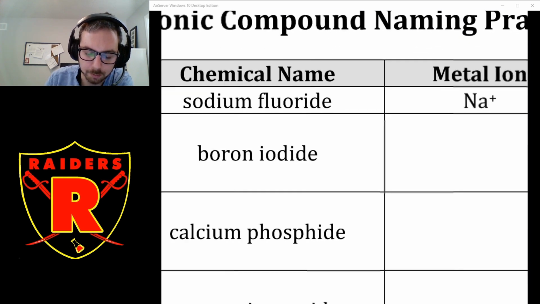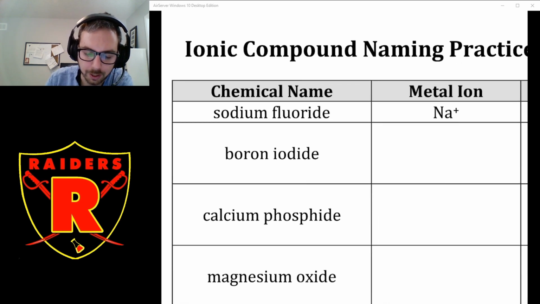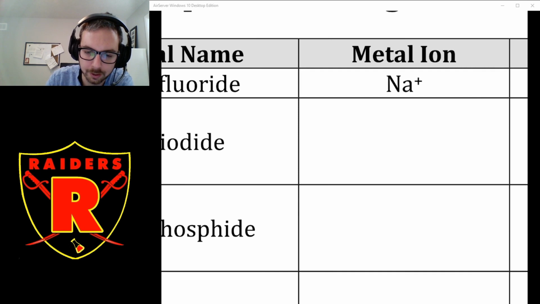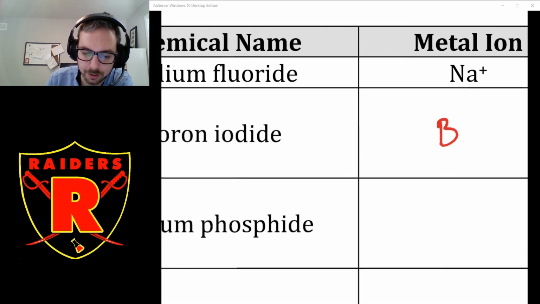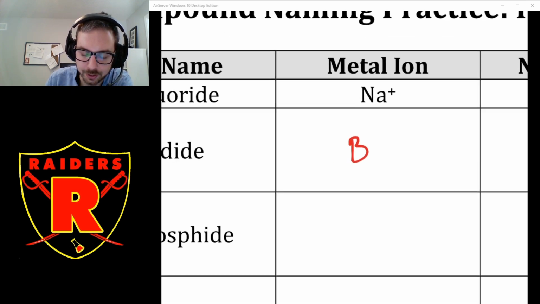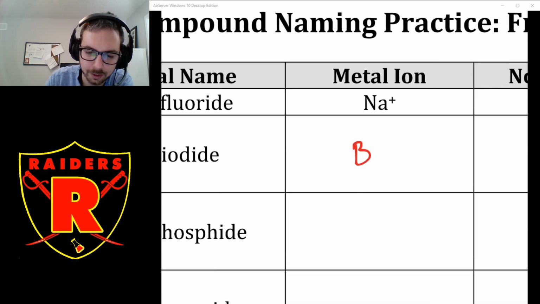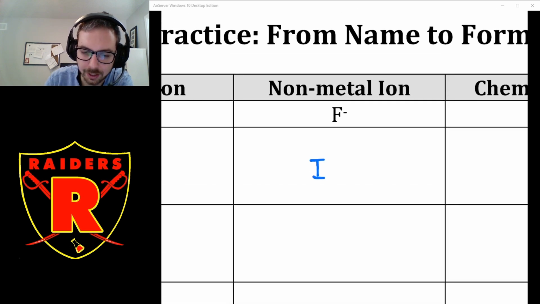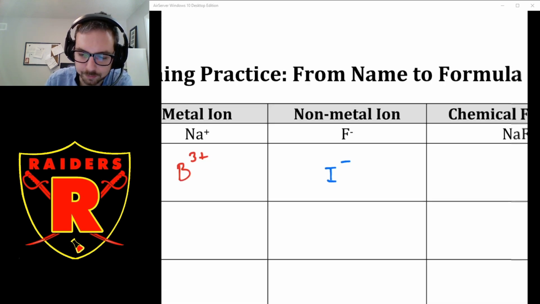So boron iodide. Well, boron iodide is going to have boron in it. Boron's just B. And iodide is going to be iodine. Okay, boron is in group 13, so this is going to be a 3+ ion. And iodine is in group 17, so it's going to be a 1- ion.